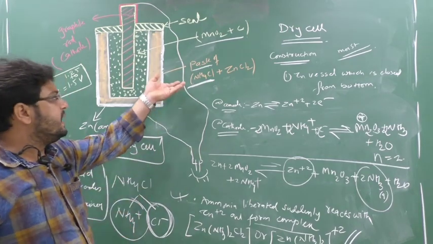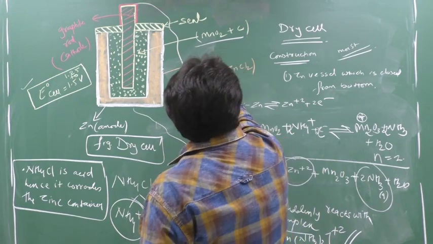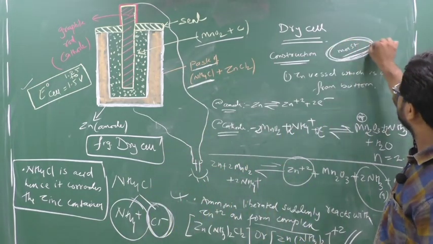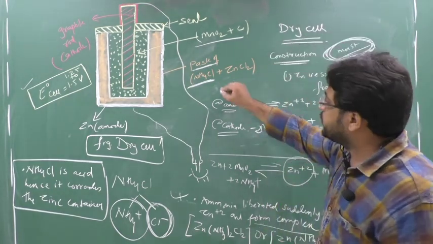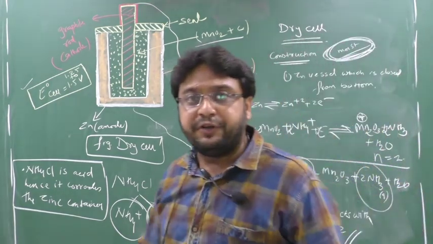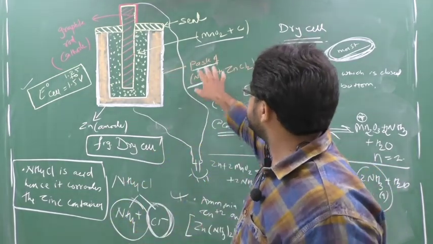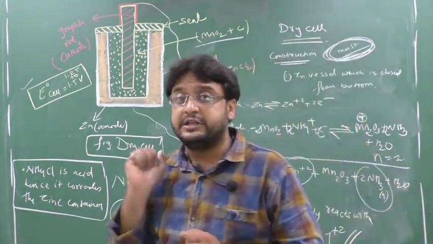So this dry cell actually is not a dry cell. Actually it contains the paste. Paste means the paste will be moist. Yes or no? The paste will be moist. So due to this paste only conduction takes place. If it was completely dry, if I would have taken the powder or something instead of paste, the conduction would not take place.